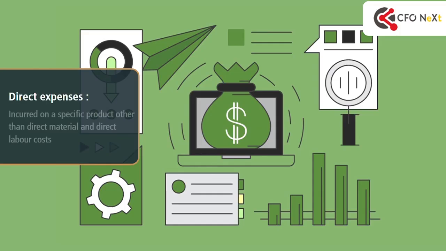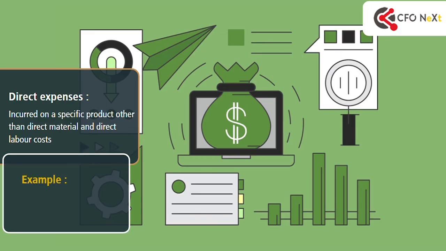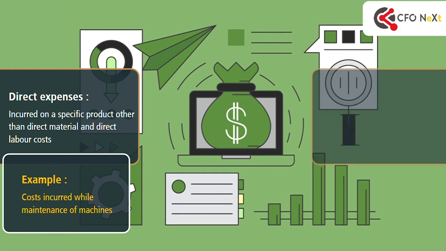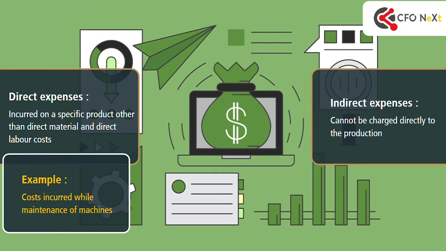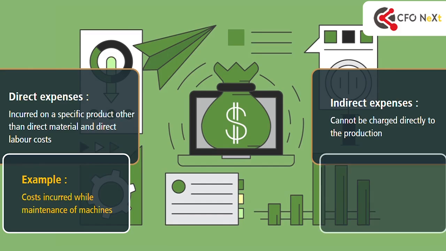Direct expenses are any expenses incurred on a specific product other than direct material and direct labor costs. For example, costs incurred while maintenance of machines is a direct expense. Indirect expenses are those which cannot be charged directly to the production. The depreciation cost is an indirect expense.